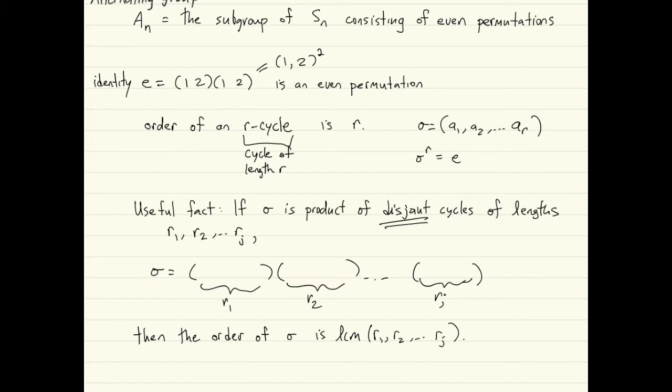But if I raise sigma to the R2 power, then this cycle will be the identity element. When raised to the R2 power it will turn into the identity element, and likewise. And so taking the LCM will force sigma, when raised to the LCM of these numbers, to turn all these cycles into the identity element using this idea here. And again, because they're disjoint, there's no interaction. They move different numbers, if you will. And so we don't have to worry about any interaction between these various cycles.